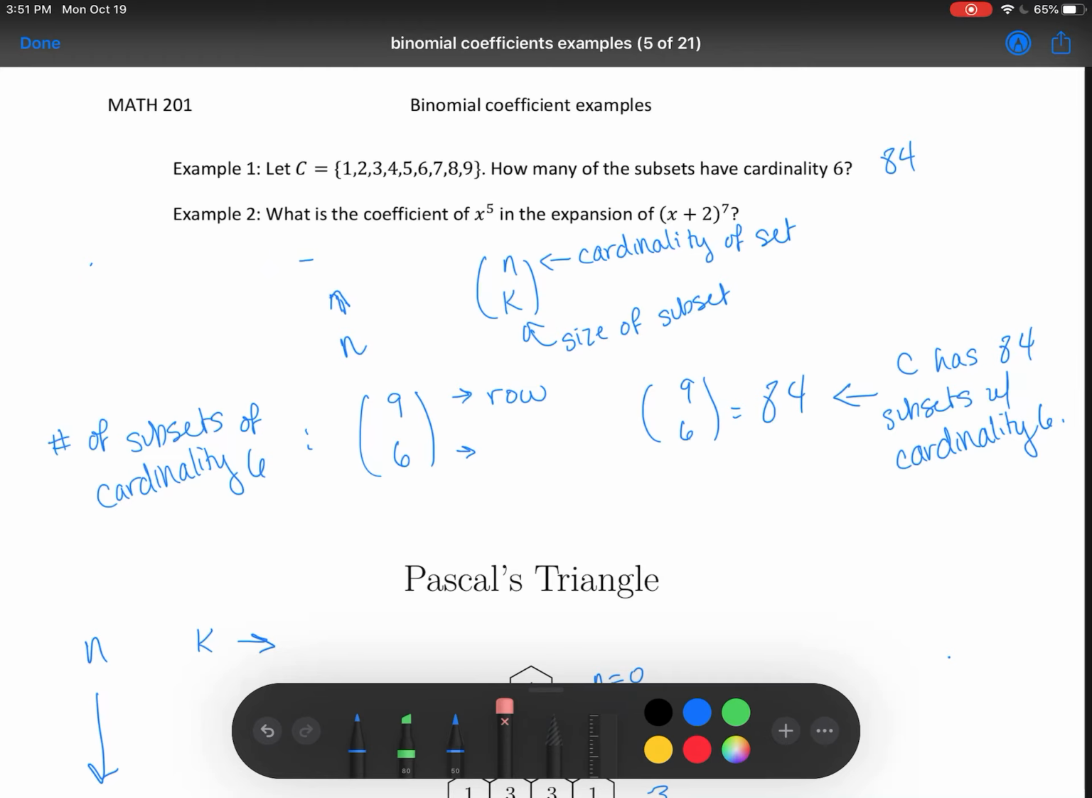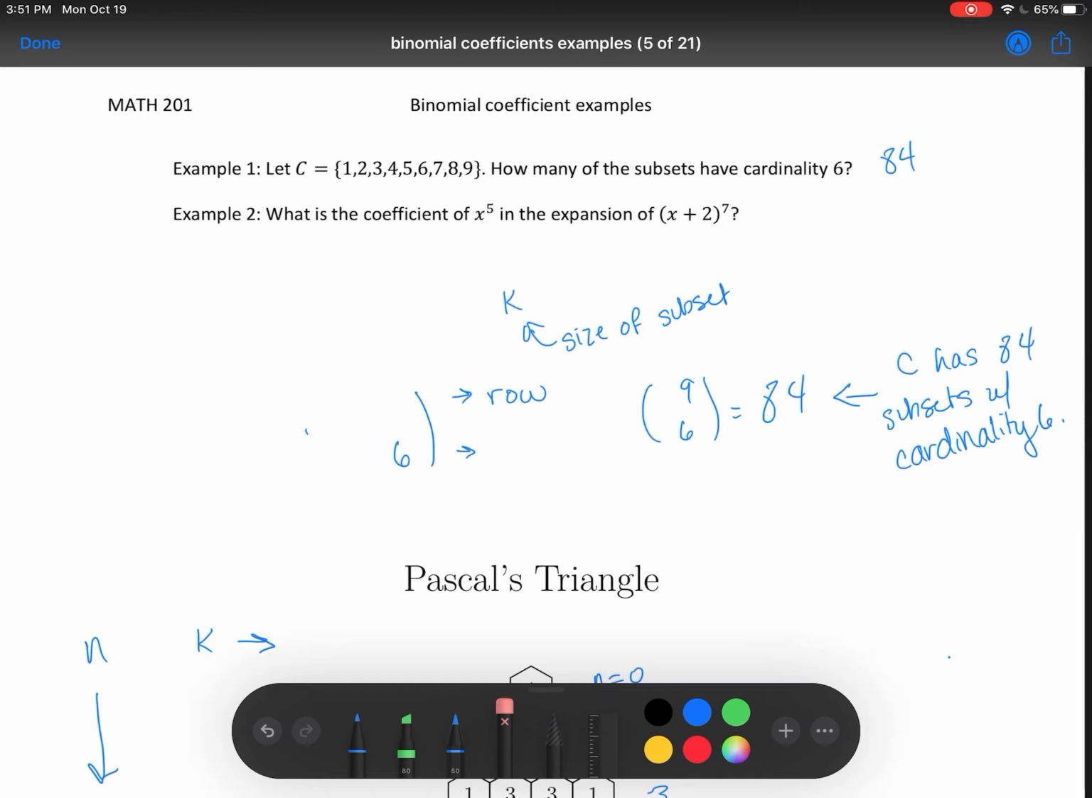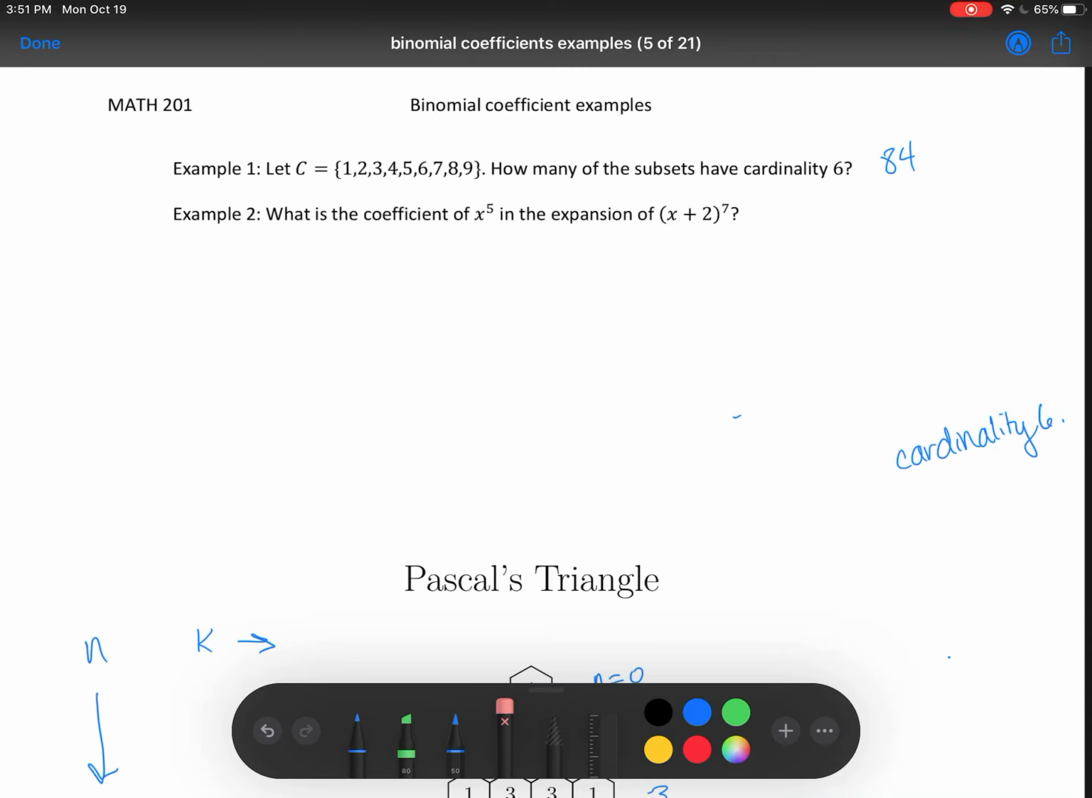All right, I'm going to erase all this so I can have space to do number 2. Number 2 is talking about an expansion of a polynomial. This time we have the polynomial x plus 2 raised to the 7th power. Let's get the pencil back here. We'll do this one in green. So our polynomial is x plus 2 to the 7th power, and we want to know what is the coefficient of x to the 5th.